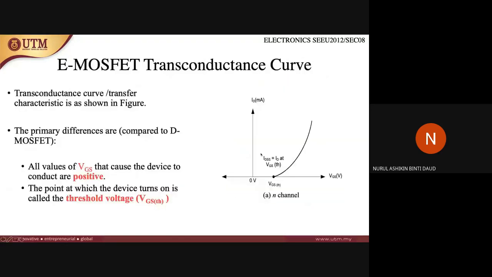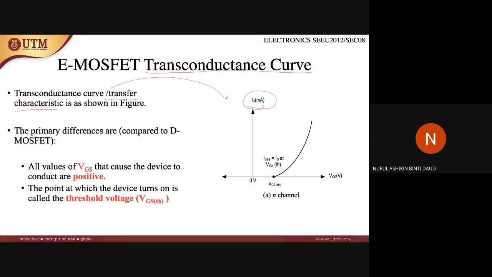Next, you can plot the value of ID current against the voltage of gate and source, where this graph is known as the transconductance curve, or also known as the transfer characteristic. It can be called either transconductance curve or transfer characteristic, either one.